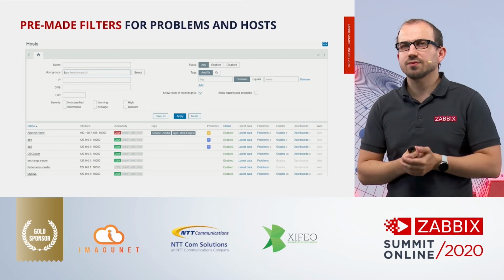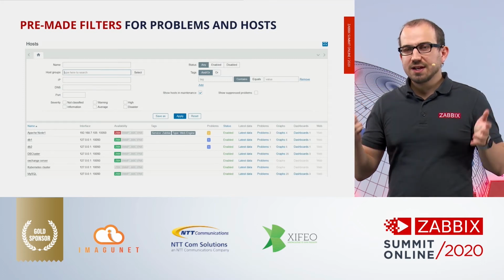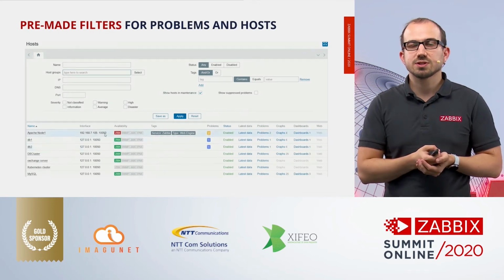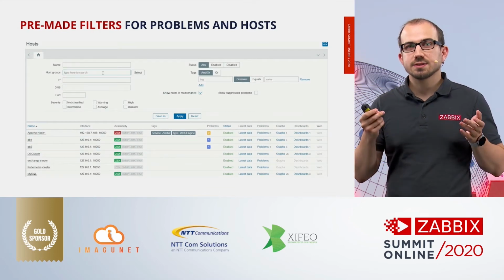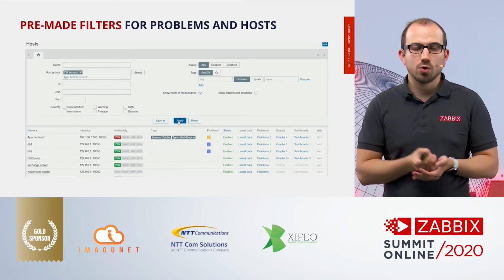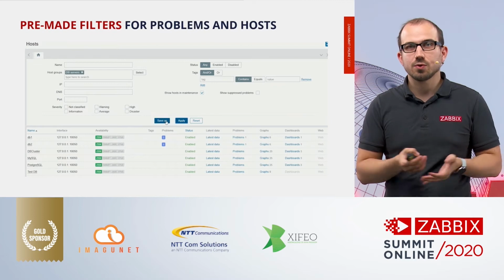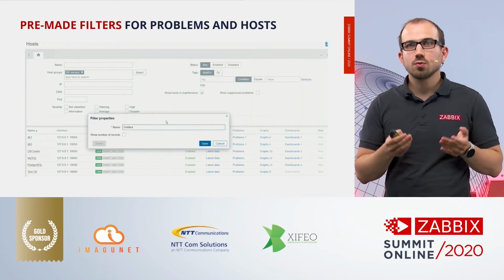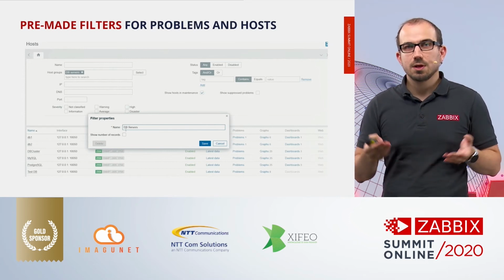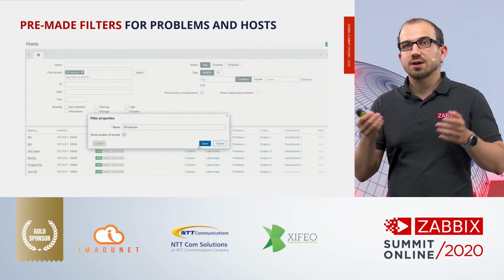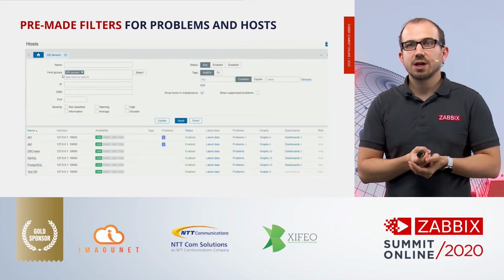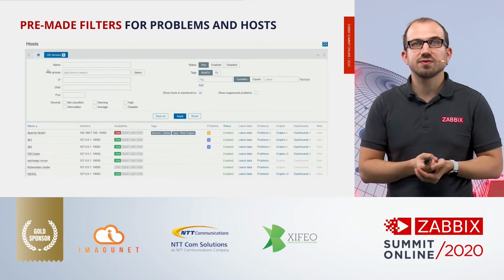So what do we have now in 5.2? Finally, we have pre-made filters for problems and hosts, and they are as simple as effective. So you have a lot of hosts, but of course you want to see something specific right now. Let's say the database host. You don't want to each time type in DB host. Now you can create a filter and, for example, specify that you want to see how many results were actually found. And there you go.